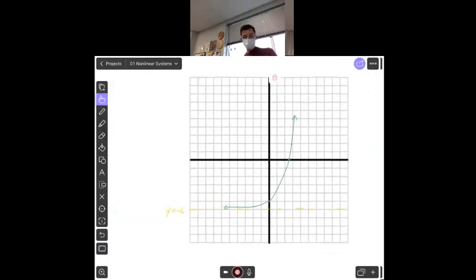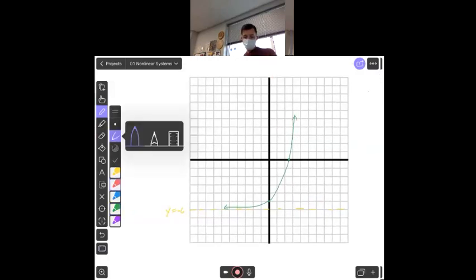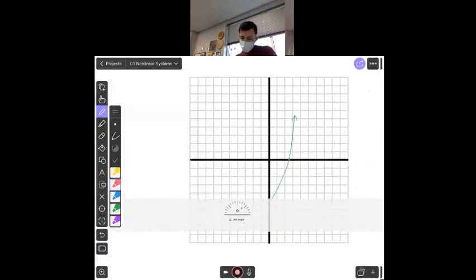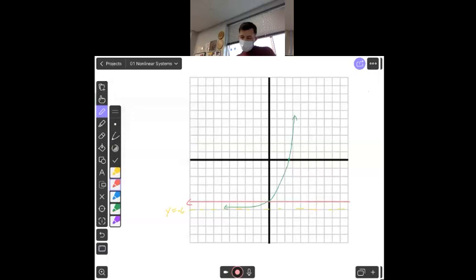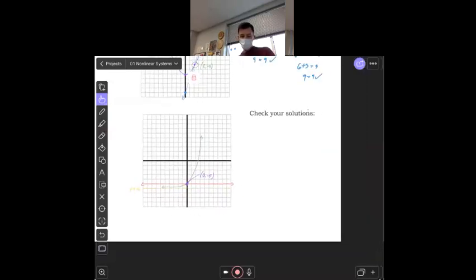The other one's just a horizontal line through -5. Not much easier to draw than that. Of course, their intersection point here is at 0, -5. So checking 0, -5. Be all done here.